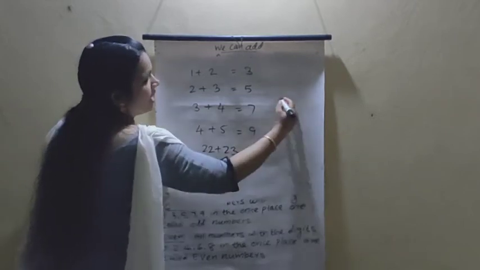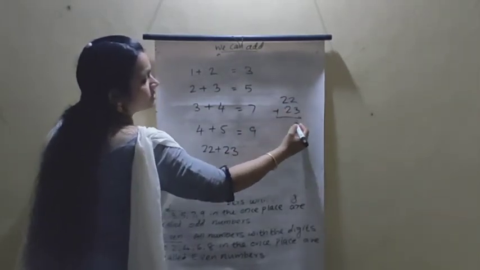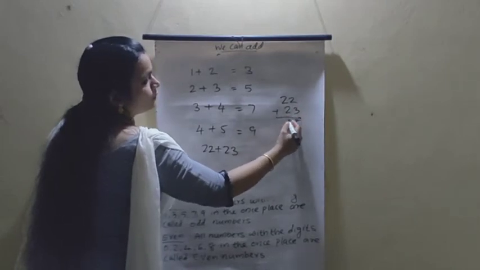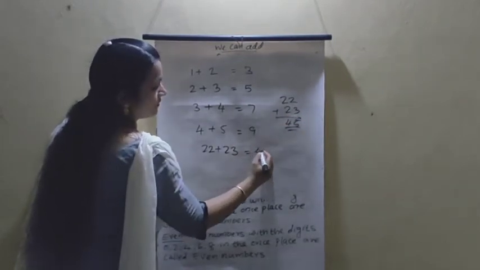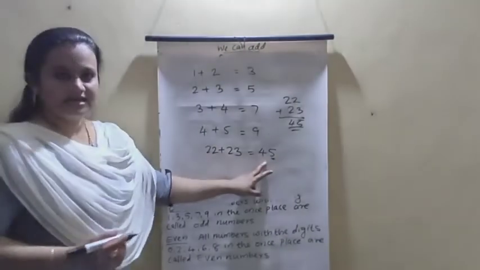22 plus 23. Add 3 plus 2, 5. 2 plus 4, 6. What is the answer? 45. You check the ones place: 5. This is also an odd number.